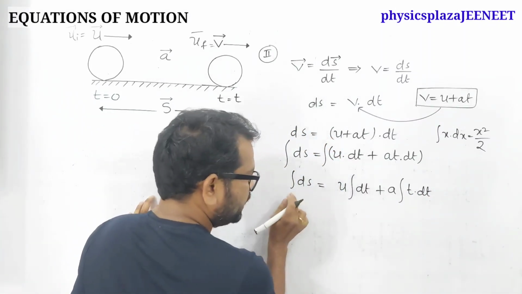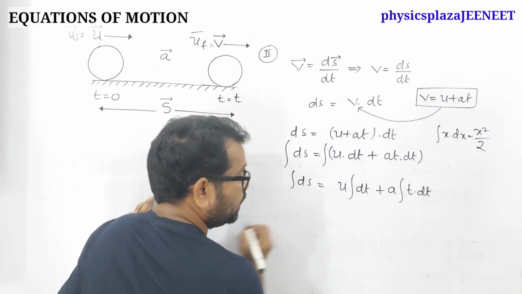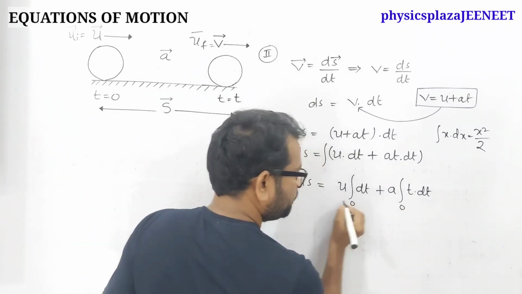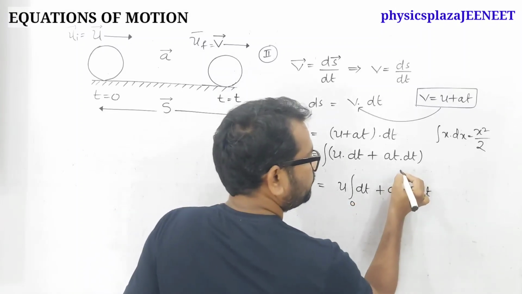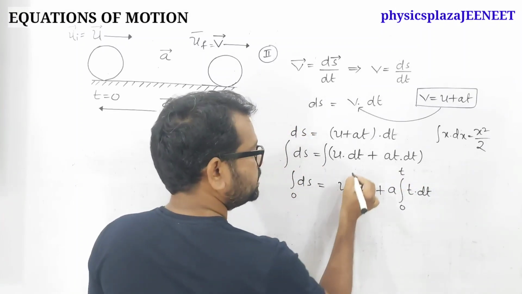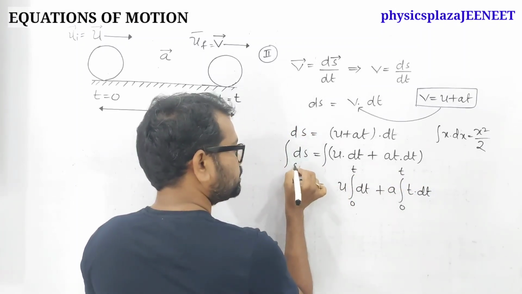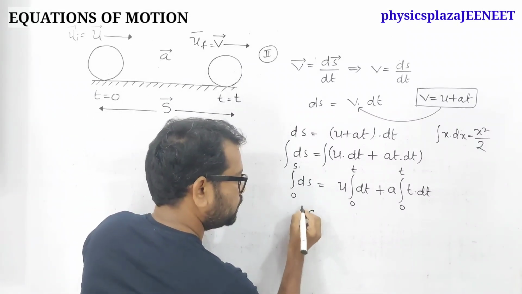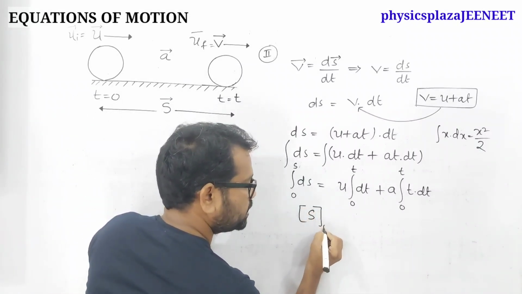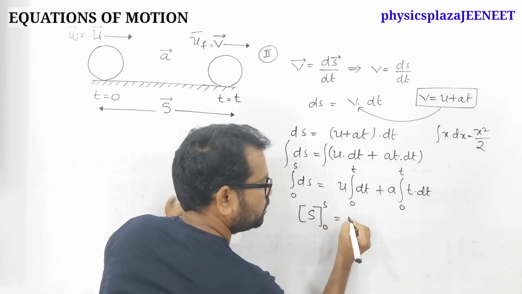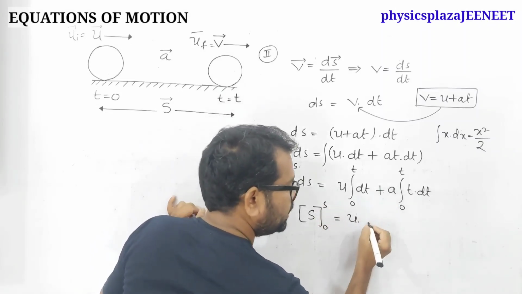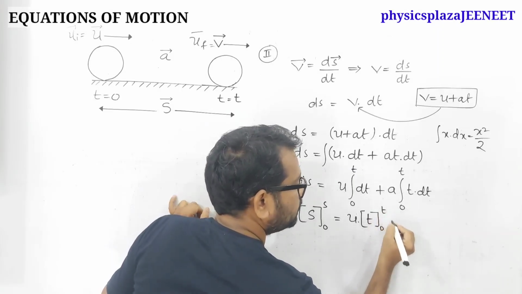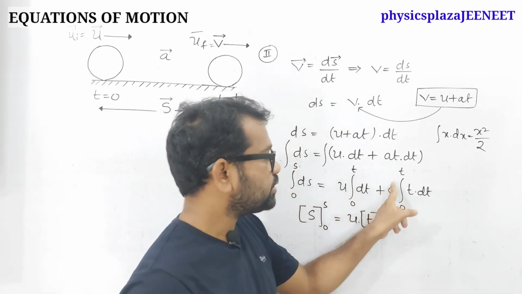So now children, this integration of ds can be, achha, limits. When time is 0, displacement is 0. After time t, the displacement is s. Now integration of ds can be s, and let us apply the limits 0 to s, and this will be u into integration of dt, which will be t, with limits 0 to t, plus, children, integration of t dt.